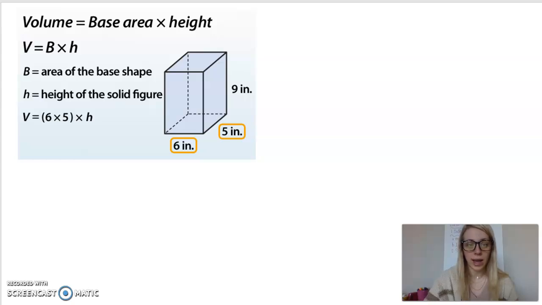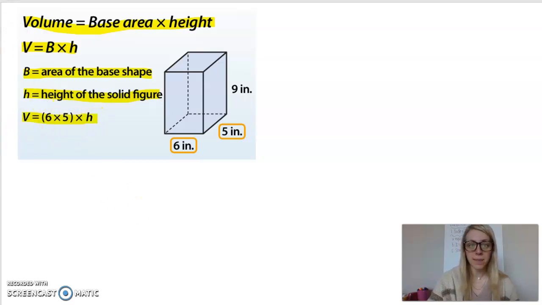Moving on to our next slide. Another way to solve these is doing volume equals base area times height, like I just said. And how you set that up is volume equals base times height, B being the base area of the shape and H being the height of the solid figure. So they set it up here for you.